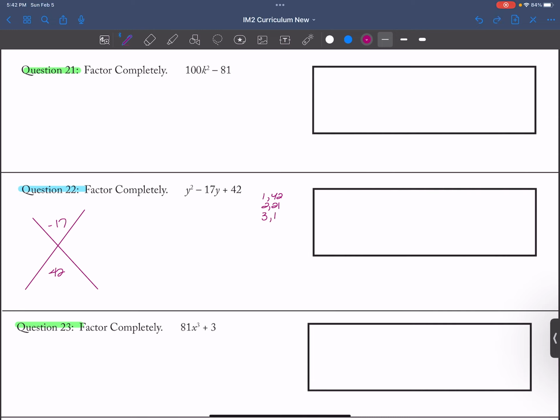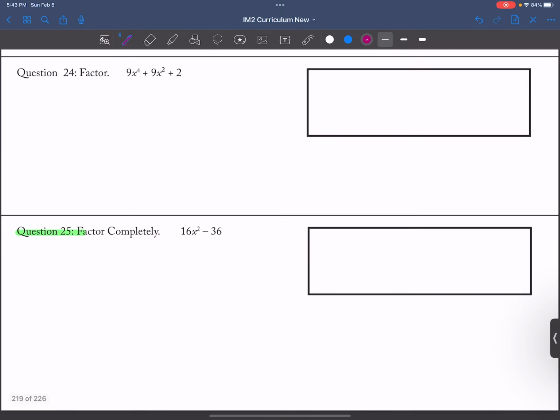Still not 16. 14. And then I can stop because it's 17. So negative 3 and negative 14. So y minus 3 and y minus 14.